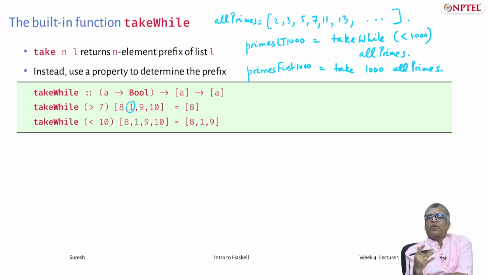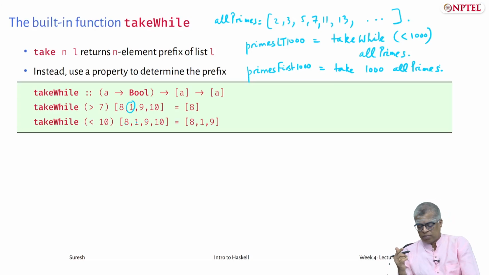So both take and take while have their uses, right? If you want to extract a fixed number of elements from a long list, then you do take. If you want to extract all elements that satisfy a particular condition, assuming that your list is ordered in some fashion, then this take while less than 1000 is actually giving you all the primes less than 1000.